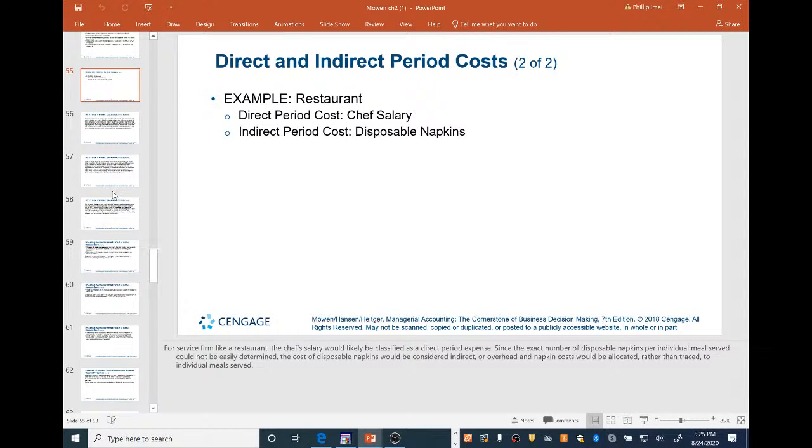So example, restaurant, direct period costs. Once again, the salary, we know that's a direct period cost, and we can directly tie that to the chef, right? Because it's directly tied to him. Indirect period cost, disposable napkins, so stuff of that sort, really. Everyone good on that one?